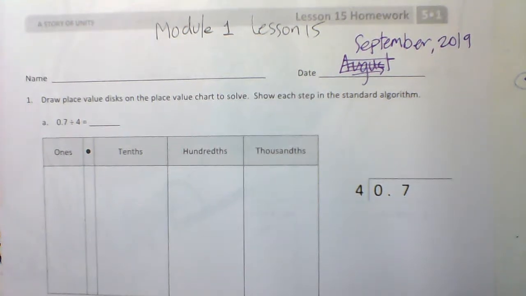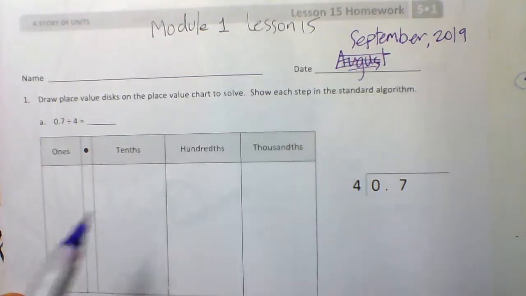So we are now here on lesson 15, module 1. And this lesson is very similar to lesson 14. So let's see what they're asking us to do. If you read the instructions, I will always recommend my students to read the instructions carefully.